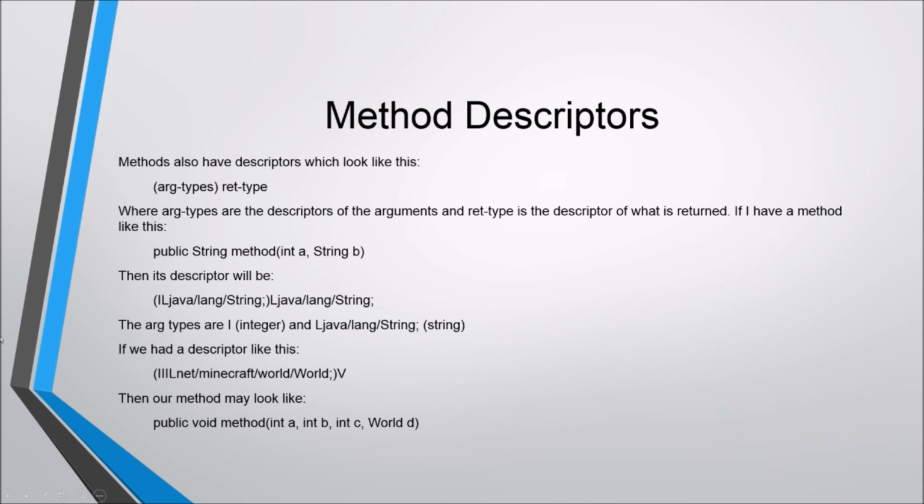So for example, if I've got a method which is public String method(int a, String b), you should know that the parameters that go through this method, or the arguments, are an integer and a string, and the return type is a string. So the descriptor is I Ljava/lang/String; and the return type is Ljava/lang/String;. And you can see that that's the way it's formed, and that is the method descriptor for that method.